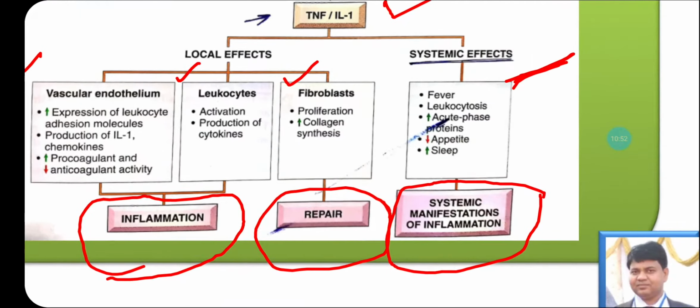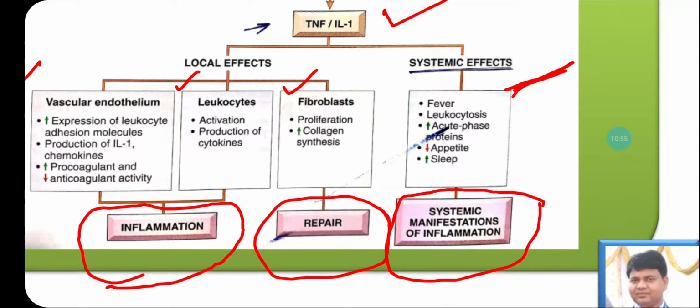On the other hand, interleukin 1 or tumor necrosis factor has a systemic type of effect. Because of that, the patient will have fever, and the WBC count is increased. That is called leukocytosis. And apart from this, a lot of proteins are synthesized from the liver under the influence of interleukin 1. They are called acute phase reactants or acute phase proteins, and there is a loss of appetite and an increase in sleep. So these are the systemic manifestations of interleukin 1 which is released from the macrophages.